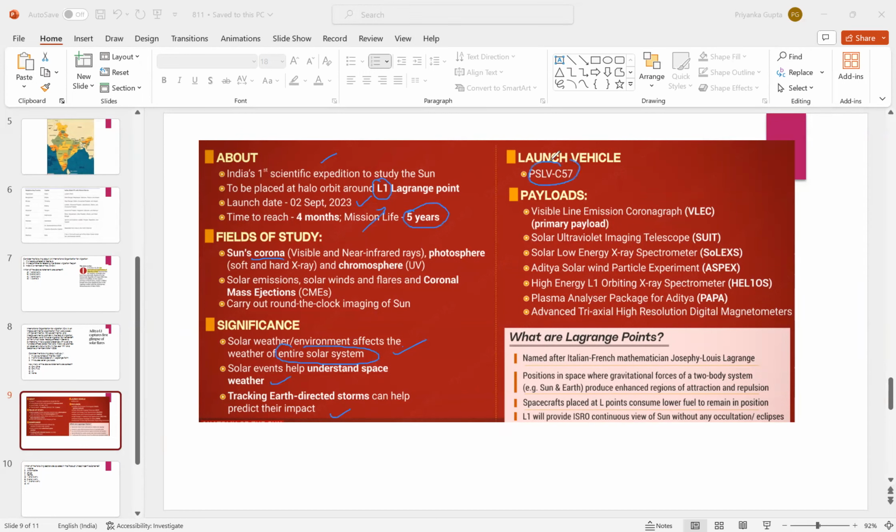The launch vehicle is PSLV C57. So this is correct. And there are 1, 2, 3, 4, 5, 6, and 7 payloads here. So our final statement, which talks about the payloads, is also correct. All the 3 statements are correct. Let us move to our next question for the day.